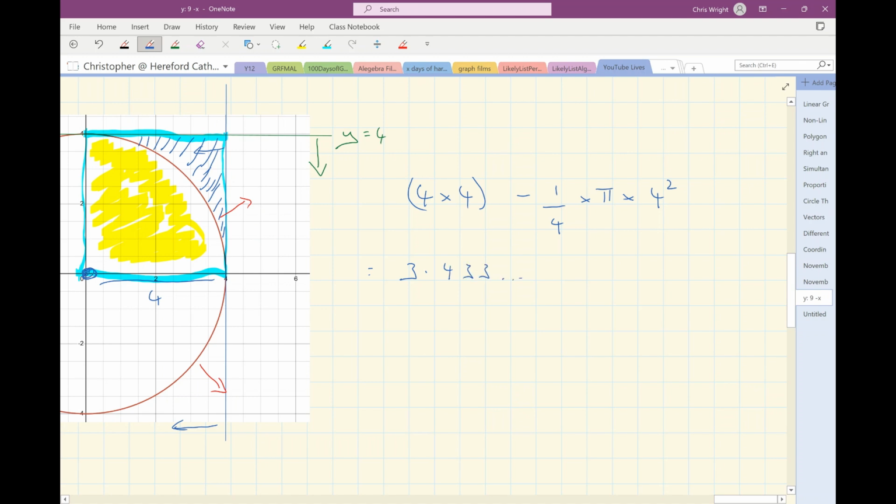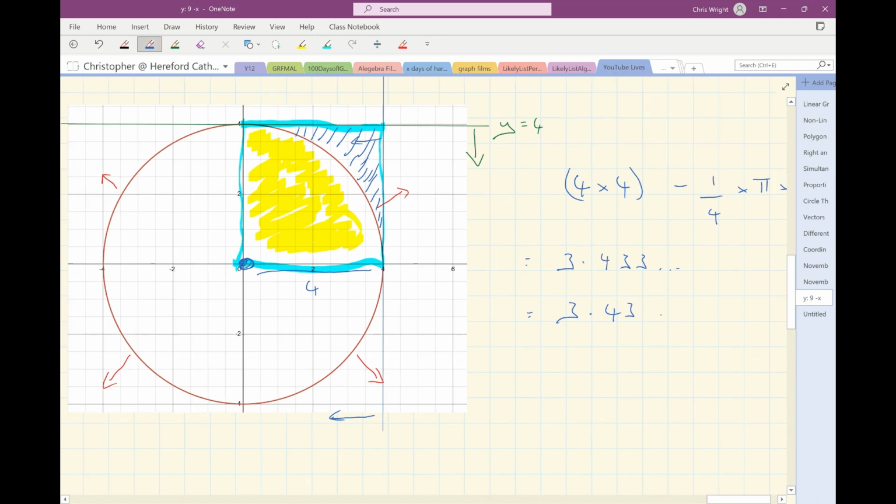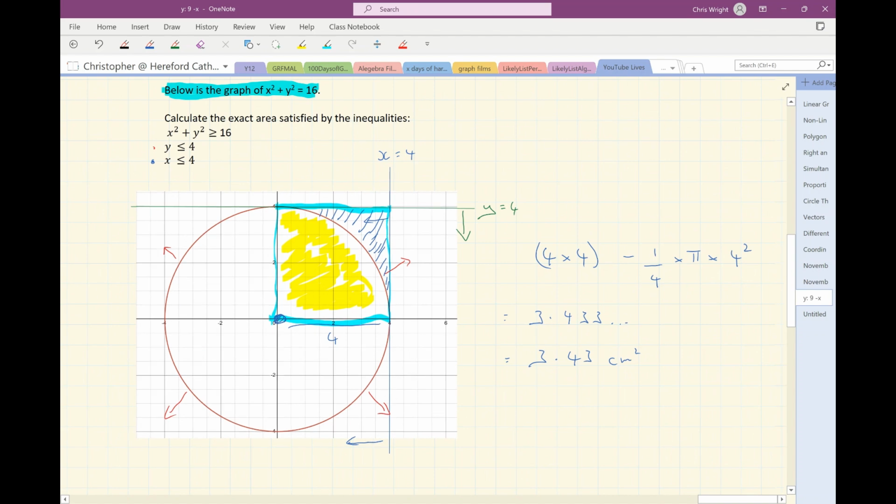3.433 and so on. And I don't know what the degree of accuracy required was, but let's imagine it was 3 significant figures. The answer would be 3.43, and let's assume it's square centimetres. And that is that question sorted.